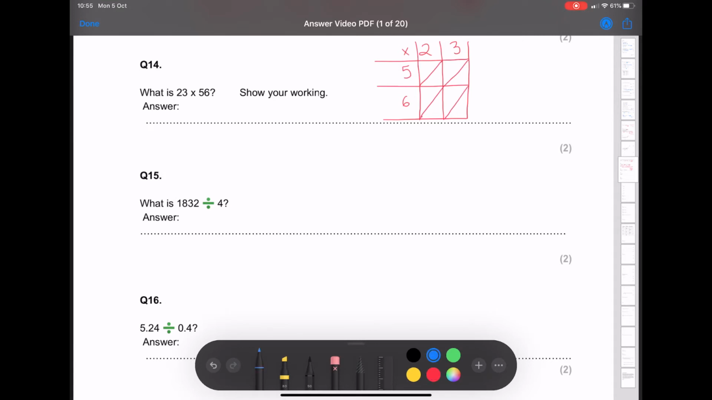Now what I'm going to do is times across my lattice. So 5 times 2 is 10, which looks like that. 5 times 3 is 15.